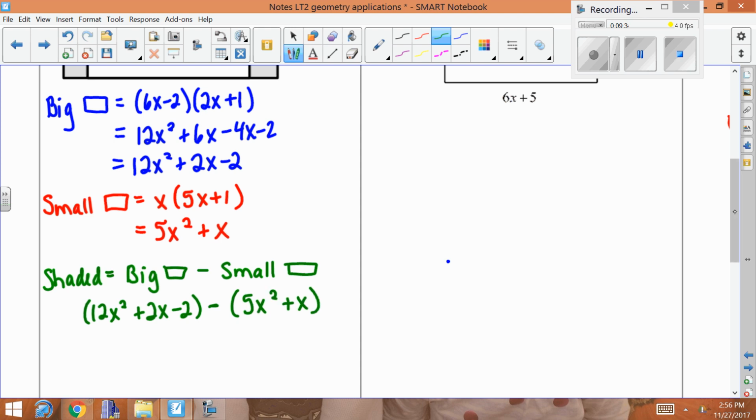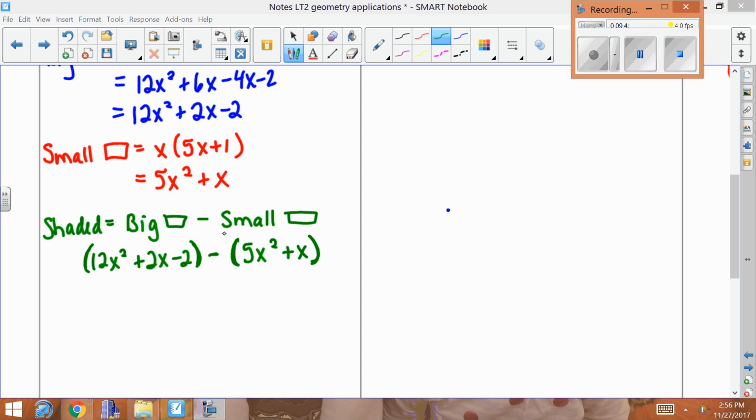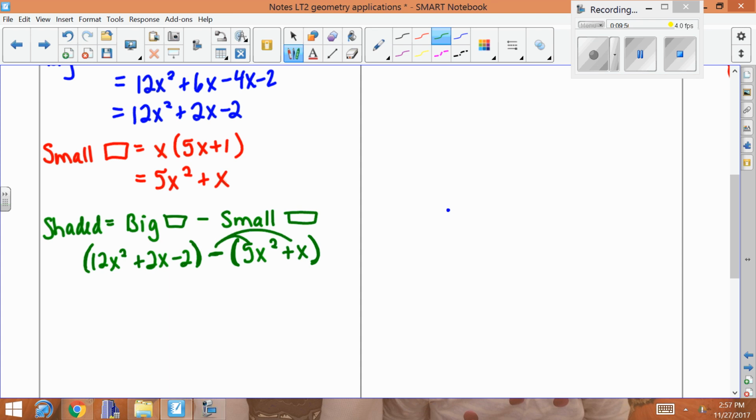Now this is hands down the biggest mistake that I see. Notice I put mine in parentheses to try and avoid this mistake. The biggest mistake is to not distribute that negative. So we have to make sure we distribute that negative. So it's a minus 5x squared and a minus x. That is hands down the biggest mistake.